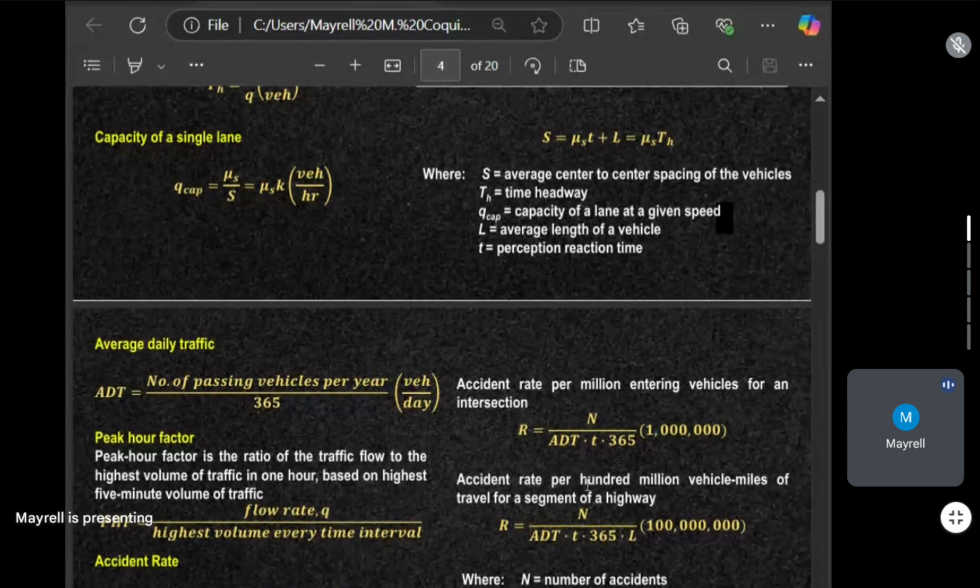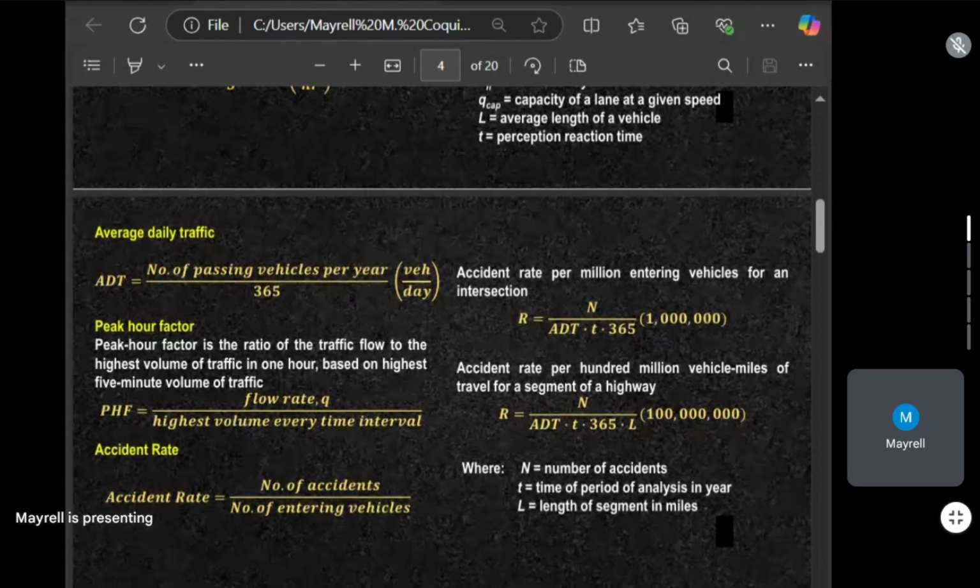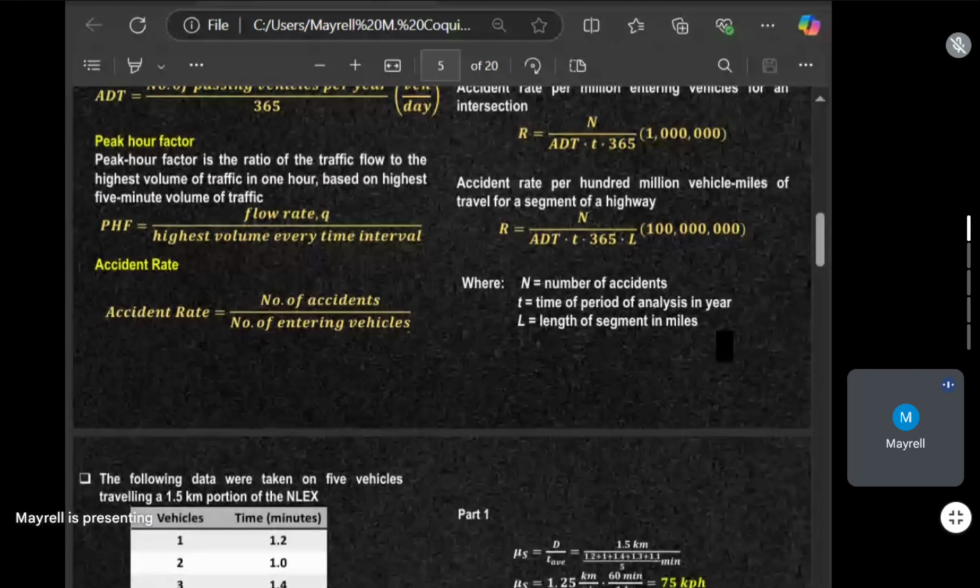And accident rate per 100 million vehicle miles of travel for a segment of a highway. So the rate is equal to N, number of accidents, over ADT, average daily traffic, times T, times 365 times length L, times 100 million. So N is the number of accidents, T is the time period of analysis in years, and L is the length of the segment in miles. Okay, so we have example problems.